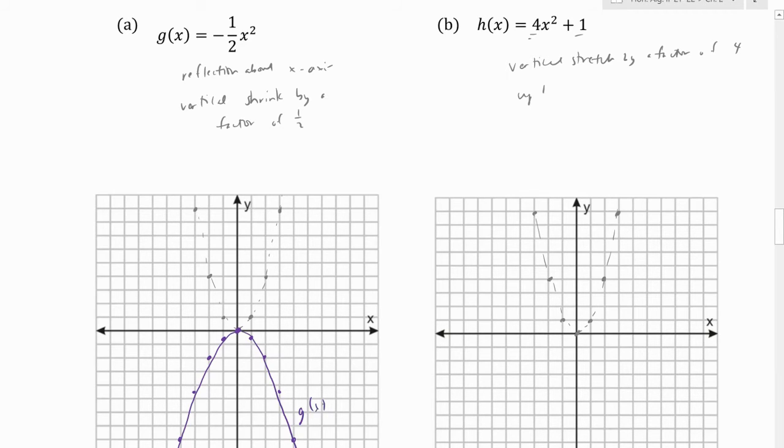Here's g of x. And I've got mine going through 4, -8. Let's see if that works. If I did g of 4, I'd do half of 4 all squared, or half of 4 squared. So half of 16 is negative 8. I'm feeling good about my graph.